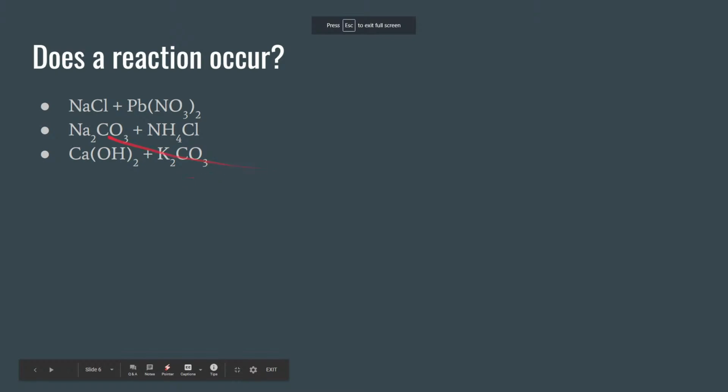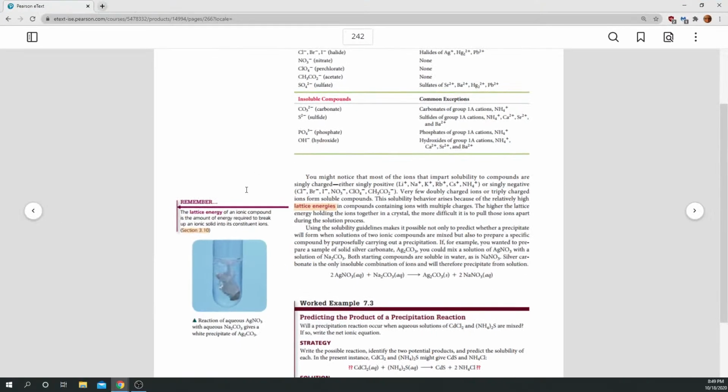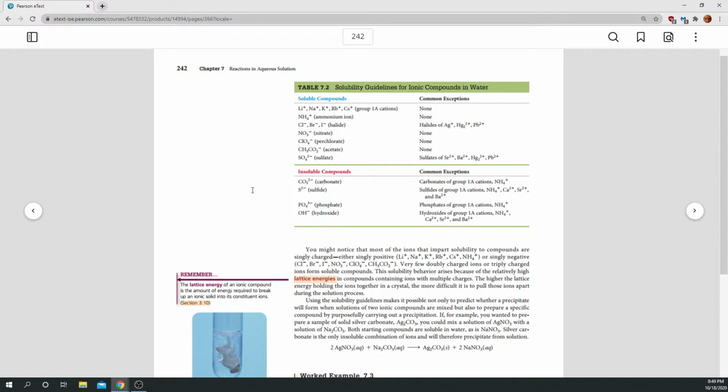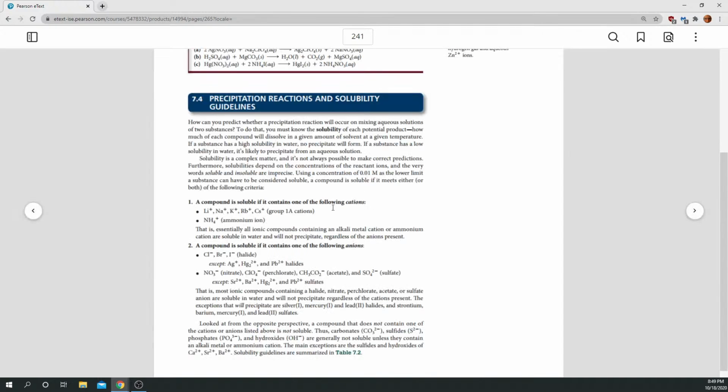So they swap their partners, and then you look at the products to see, does a reaction occur? Do we get an insoluble product? Okay. Go ahead, take a break, or pause. Don't take a break. And if you need to remember the rules, there's a table on page 242 that gives you the different ions. There's also a more condensed version that matches pretty much exactly what I said earlier.